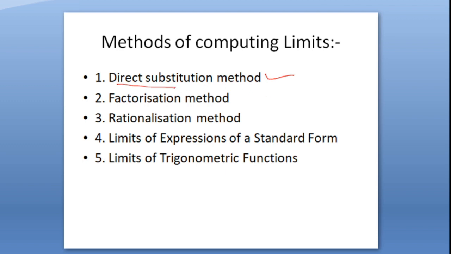If we are not getting any answer from this direct substitution method, then we will go for the next methods: the factorization method, the rationalization method, and limits of expressions of a standard form. Some standard forms are there, so easily we can use some formula here. And next, limits of trigonometric functions. But first we will check for the direct substitution method.